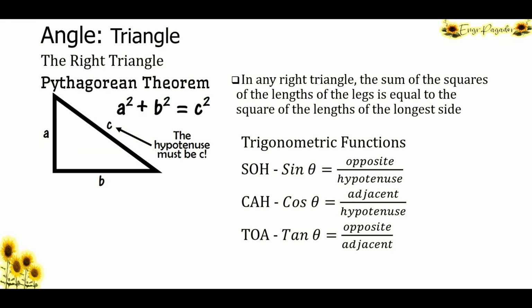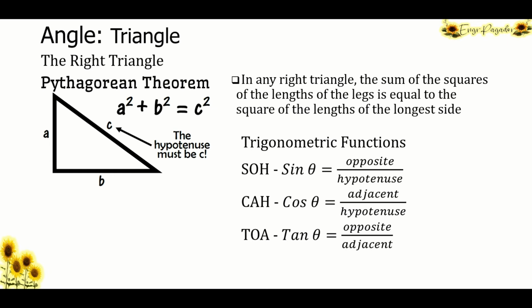Now we have the right triangle. In any right triangle, the sum of the squares of the lengths of the legs is equal to the square of the length of the longest side. This statement is the Pythagorean theorem. In mathematical equation, it is a squared plus b squared is equal to c squared. The longest side mentioned here is our hypotenuse, and in this triangle, it is denoted as c. That's why our mathematical equation looks like this.